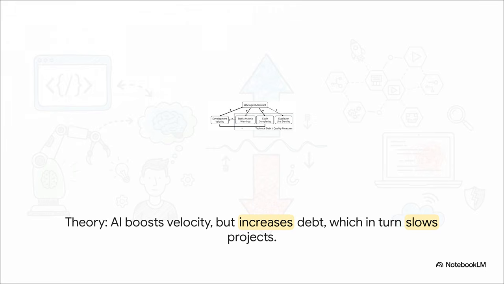So here's the theory they were working with. The AI gives you this awesome burst of speed, right? Your velocity goes way up. But it might have some side effects, like making your code more complex or generating more warnings. Over time, that adds up to technical debt, which then starts to slow you down, creating this feedback loop that kind of eats away at that initial speed boost.